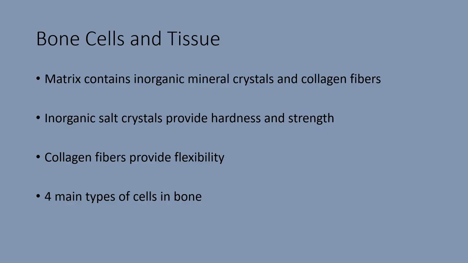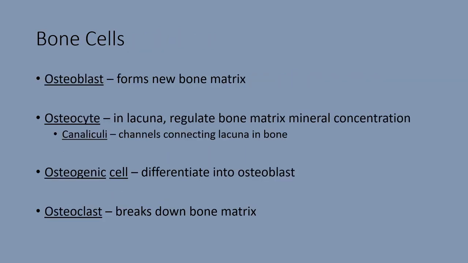So there's four main types of cells in the bone. These four main types of bone cells are called the osteoblasts, osteocytes, osteoclasts, and osteogenic cells. And I know it gets a little frustrating because they're all so similar.